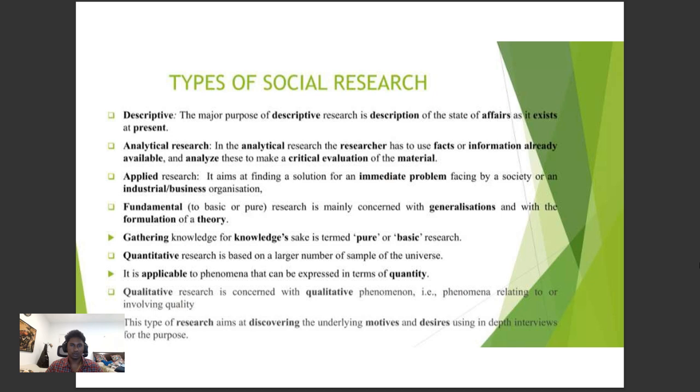Here are some of the types of social research. Descriptive: the major purpose of descriptive research is description of the state of affairs as it exists at present. Analytical research: the researcher has to use facts or information already available and analyze these to make a critical evaluation of the material. Applied research: it aims at finding a solution for an immediate problem facing a society or an industrial or business organization.